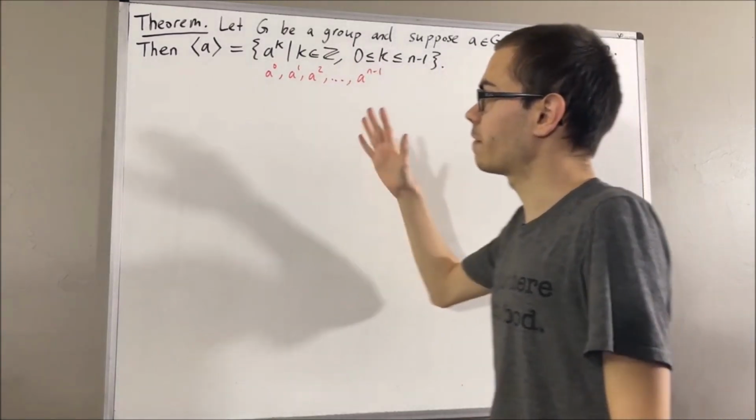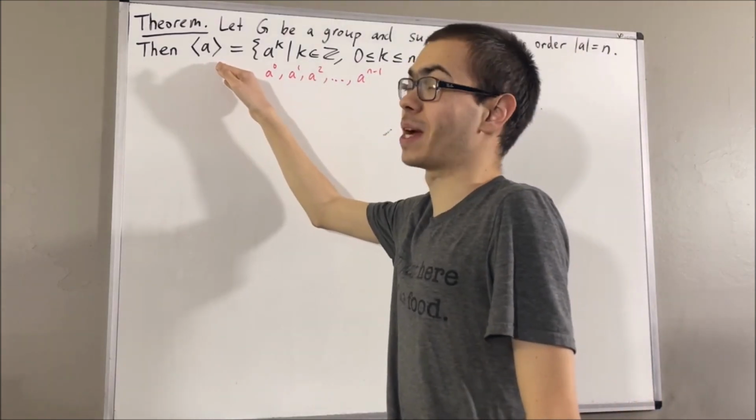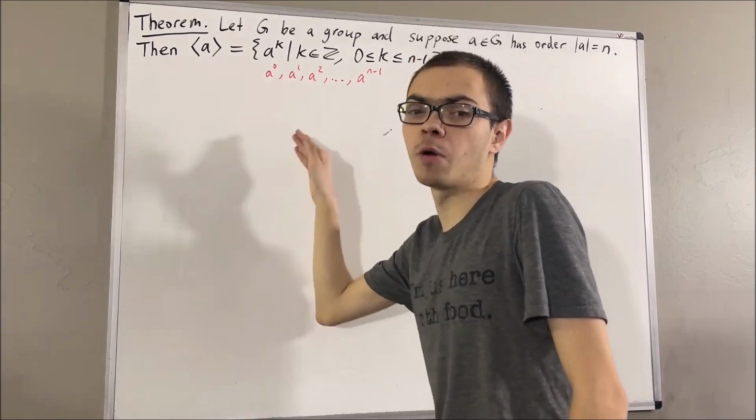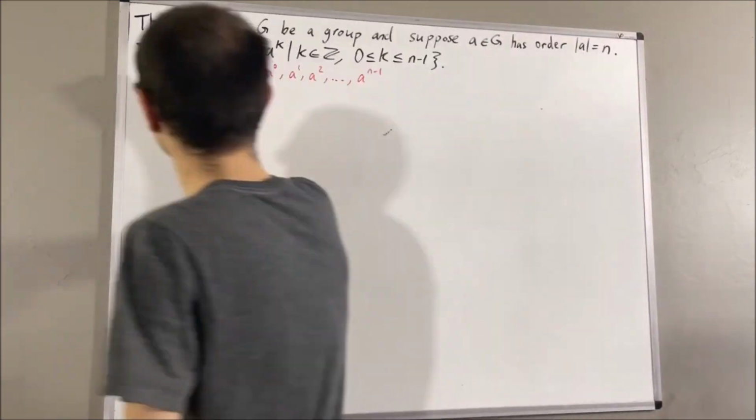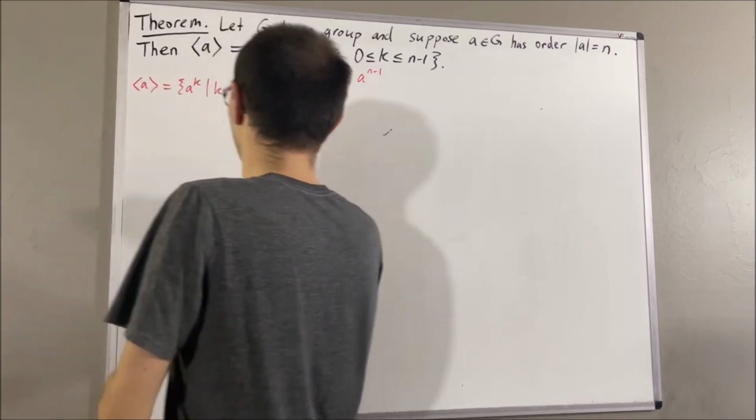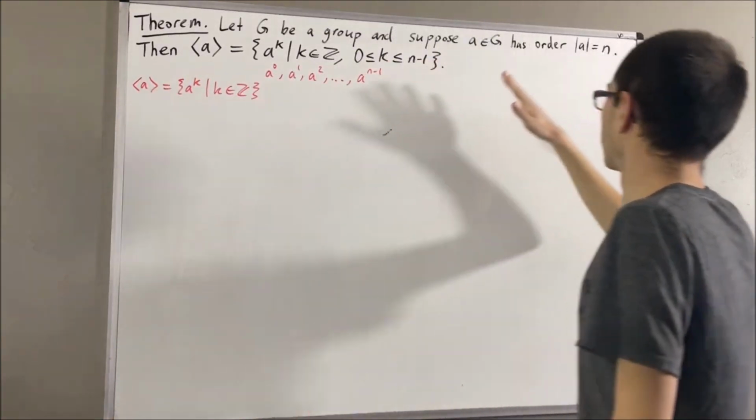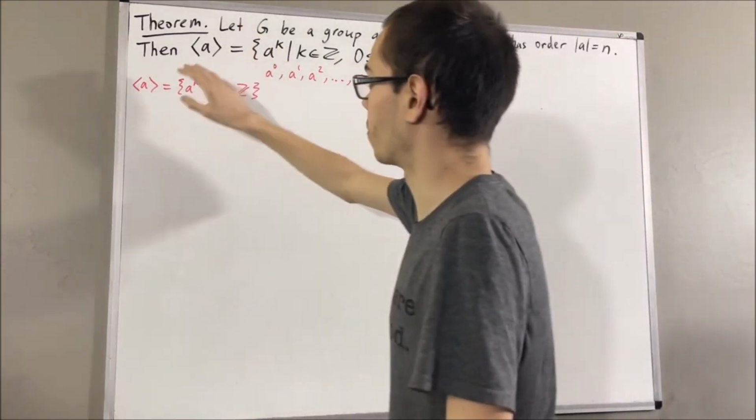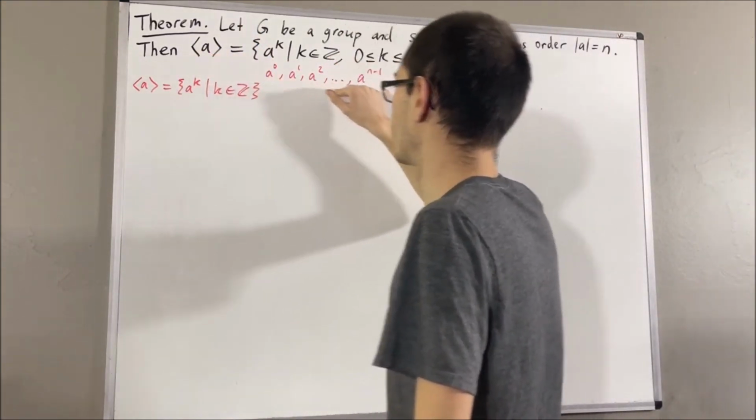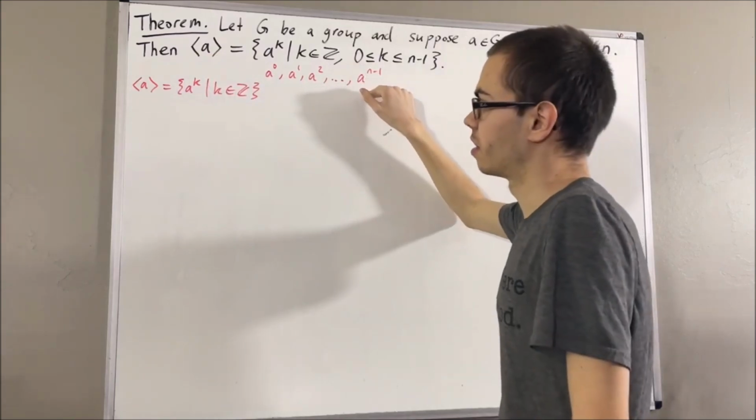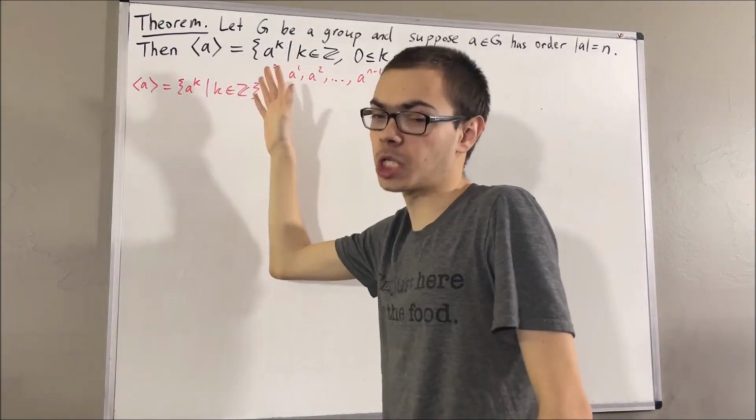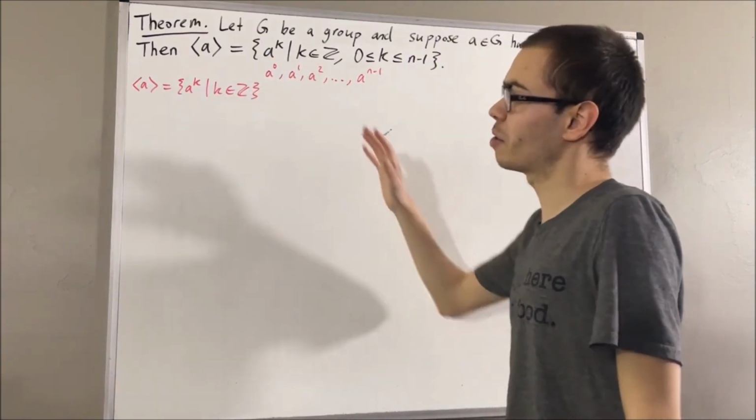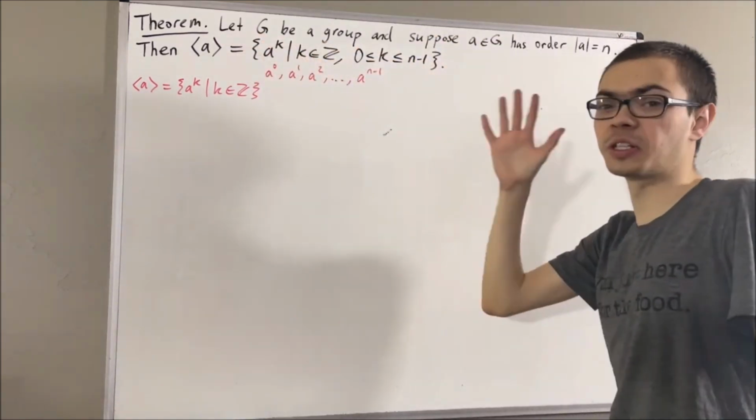Now, by definition, the subgroup of G generated by a is equal to the set of all elements of the form a to the power of k, where k is an integer. But the claim is, in the case where a has a finite order n, we can think of the subgroup of G generated by a as though it consists of precisely these elements. If we do a to the power of any other integer, then it's going to have to be equal to one of these.